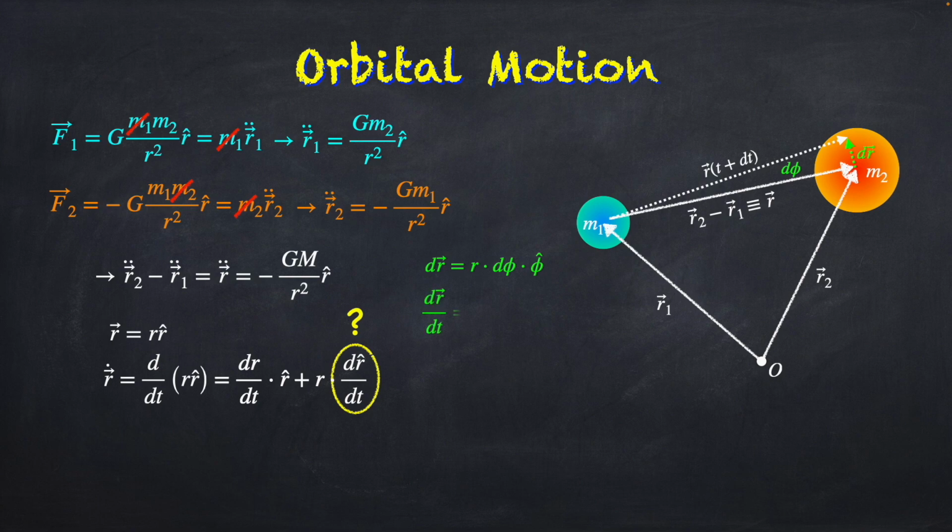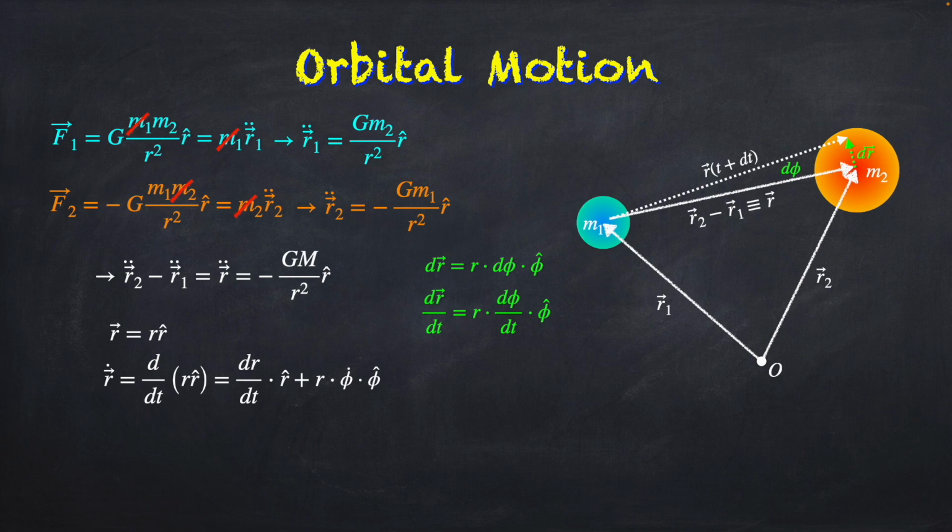We can now divide this by dt to get dr over dt, which is what we're looking for. And remember, this is dr over dt in the case where the length has not changed. Now all we have to do is match this expression to this one. And therefore, dr hat over dt must be equal to d phi over dt times phi hat, which is equal to phi dot times phi hat.